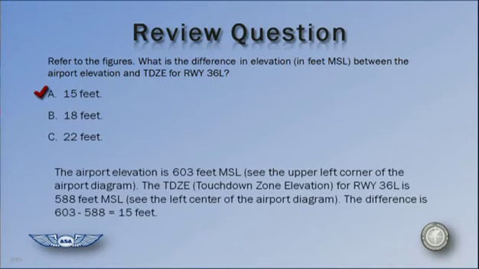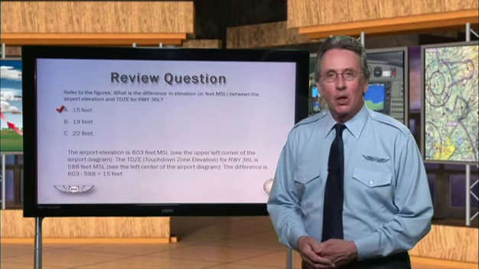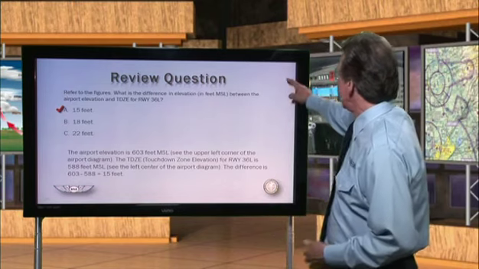The airport elevation, of course, we did the math here, 603 feet, took away our touchdown zone in feet of 588, the difference being 15 feet. There you have it. Okay, new topic.